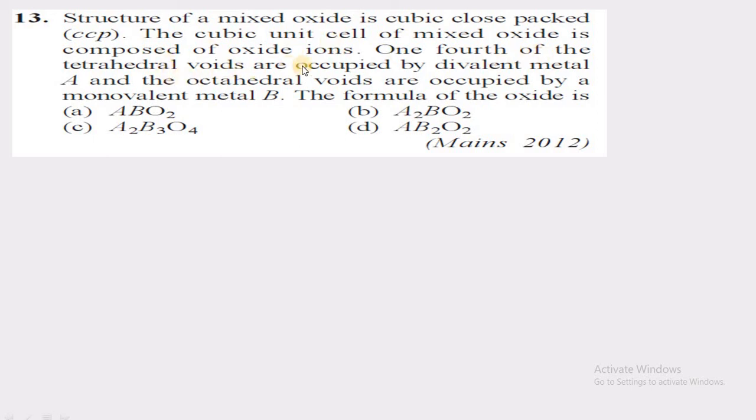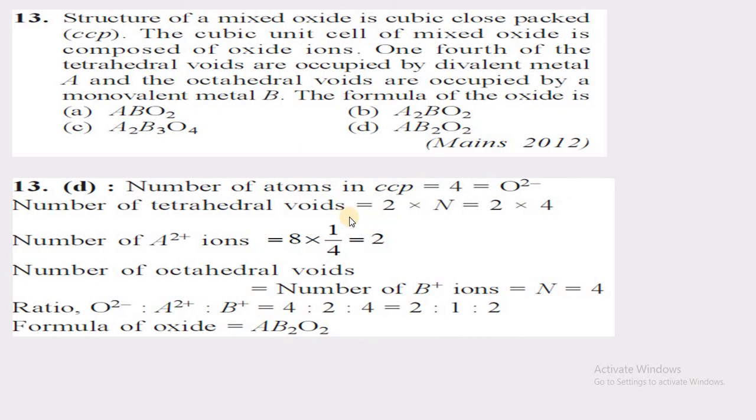1/4 of the tetrahedral voids are occupied by divalent metal A. That means we have to find the octahedral voids and tetrahedral voids. If there are 4 atoms, then the number of octahedral voids is also 4, and the number of tetrahedral voids is 8, because we already studied that if n is the number of atoms, then octahedral voids are equal to n, and tetrahedral voids are equal to twice n. Hence the number of atoms in CCP is 4, because it resembles the FCC structure. That means 4 O2 minus ions are present.